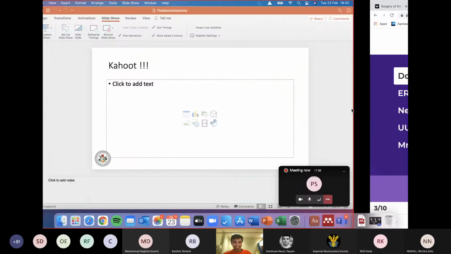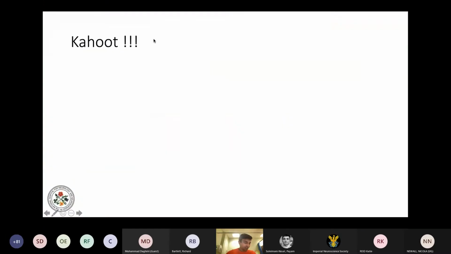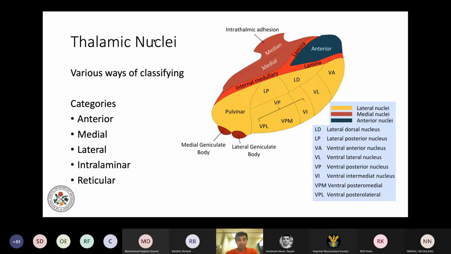Big leader. Okay. So we're going to go through all of these nuclei in a bit more detail. Not every single nucleus, because depending on what system you use, you could have between 40 to around 100 nuclei. Okay, so this is where we were at the start. This is a picture of the thalamus overall. This is the thalamus on the right-hand side.